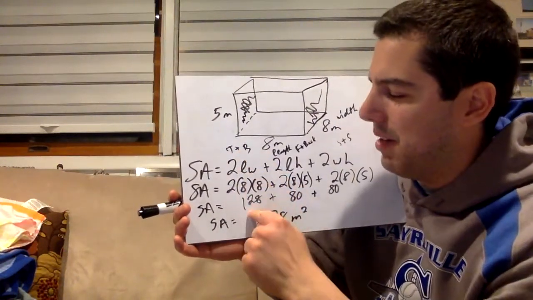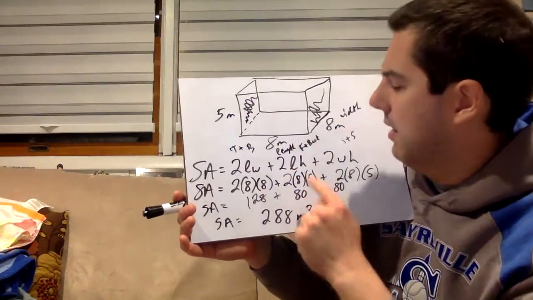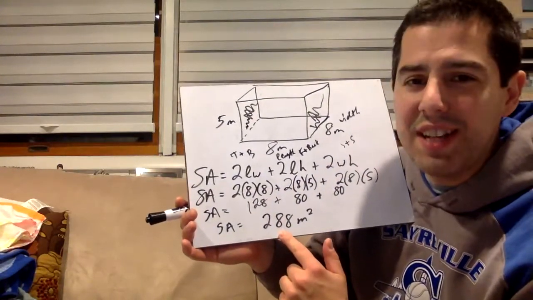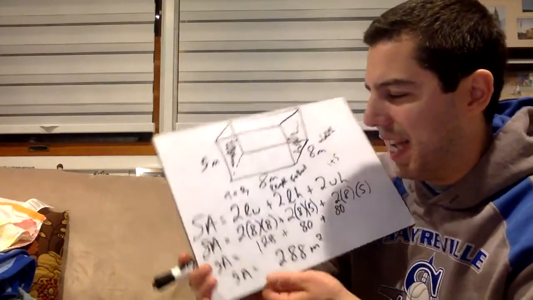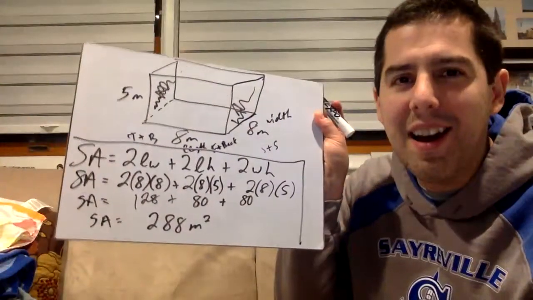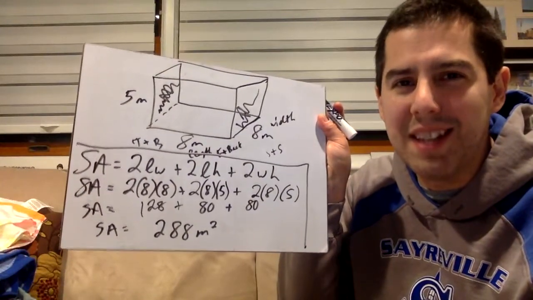The top and bottom, plus the front and the back, plus the 2 sides, gives me all 6 faces, which gives me 288. These 4 steps, okay, is what I'm expecting to see on your assignment today.